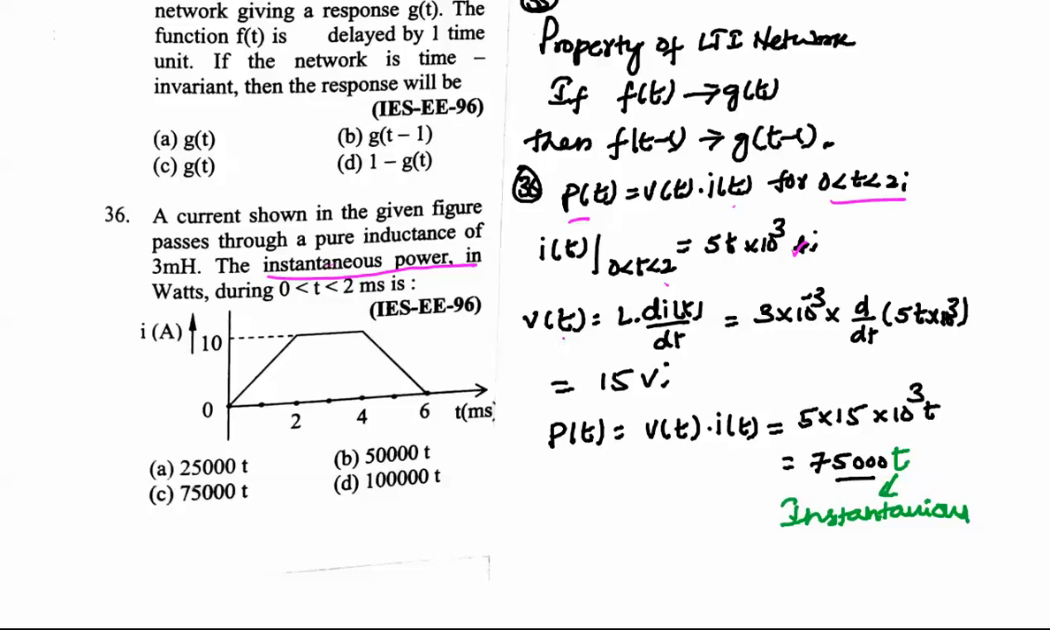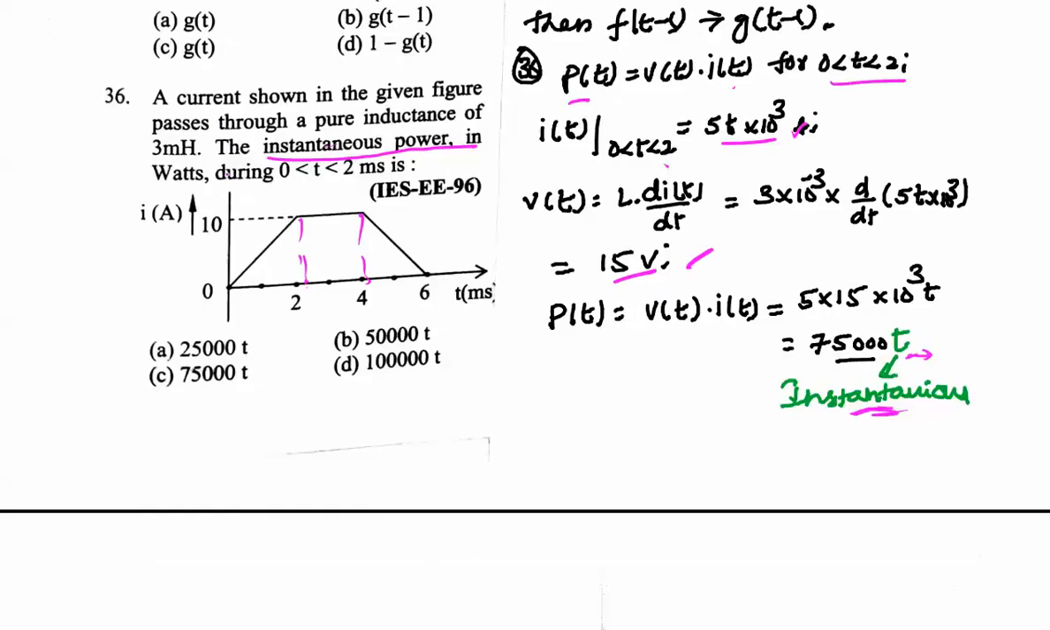And V of t: it is a pure inductor, no? So V is equal to L into dI by dt. From this you will get 15 volts here, since the differentiation of t is nothing but 1. So P of t is equal to V of t into I of t. So 15 into 5, 75 into thousands into t, where t is the time. From this t we can find the instantaneous power at every instant in this waveform. Okay, so t may be 2, t is equal to 4, or t is equal to 6, and we will get the answers.